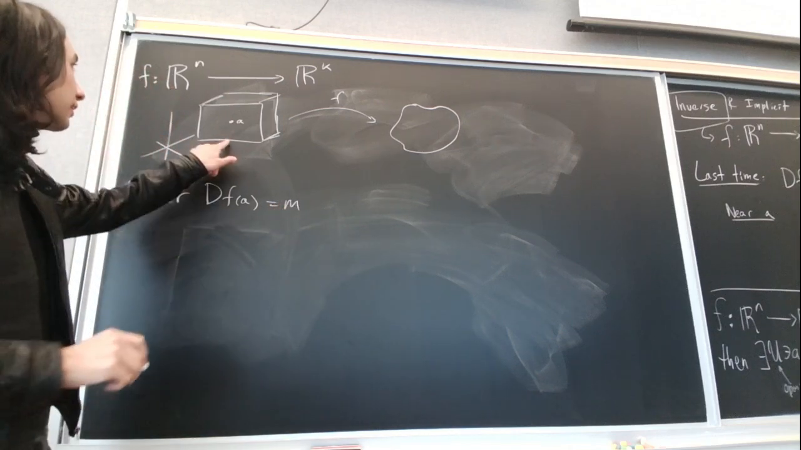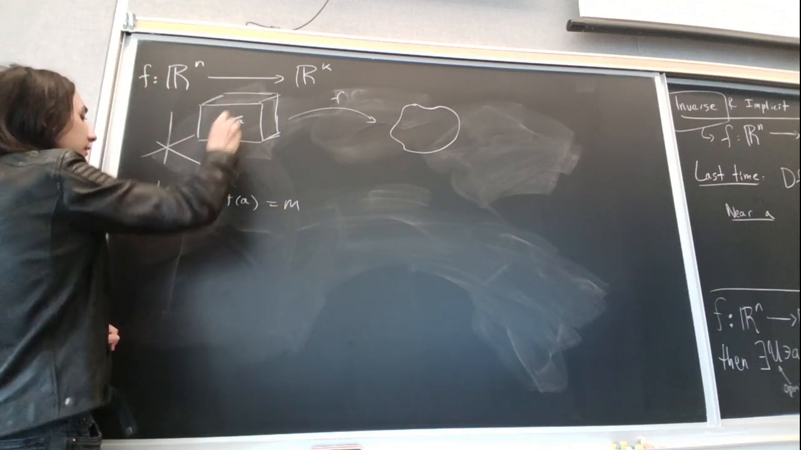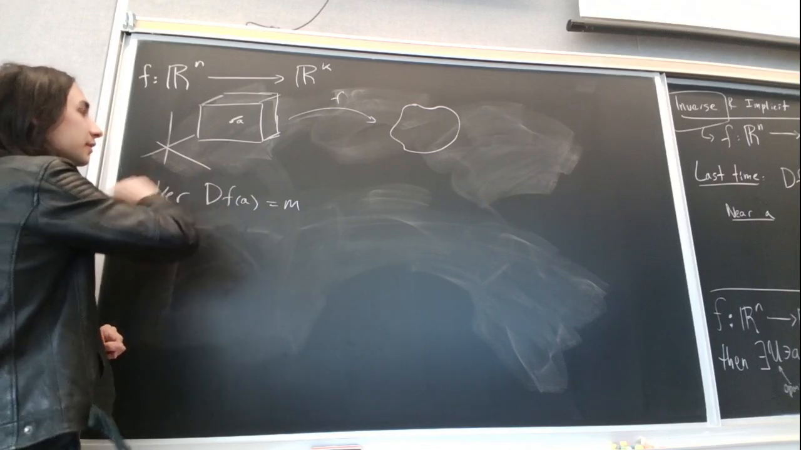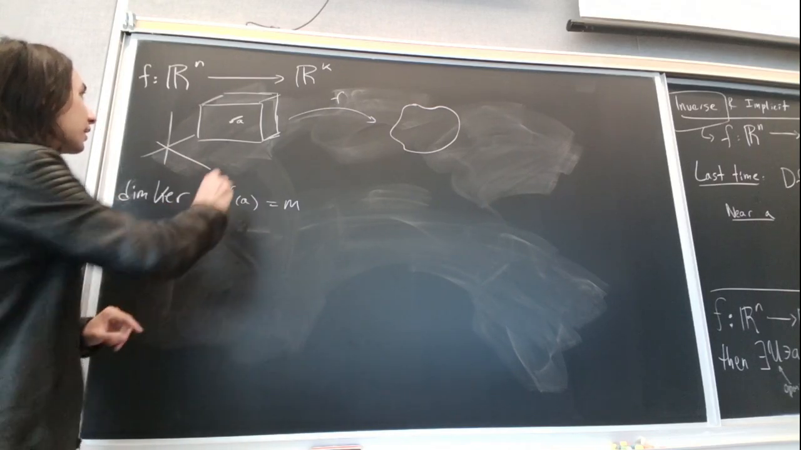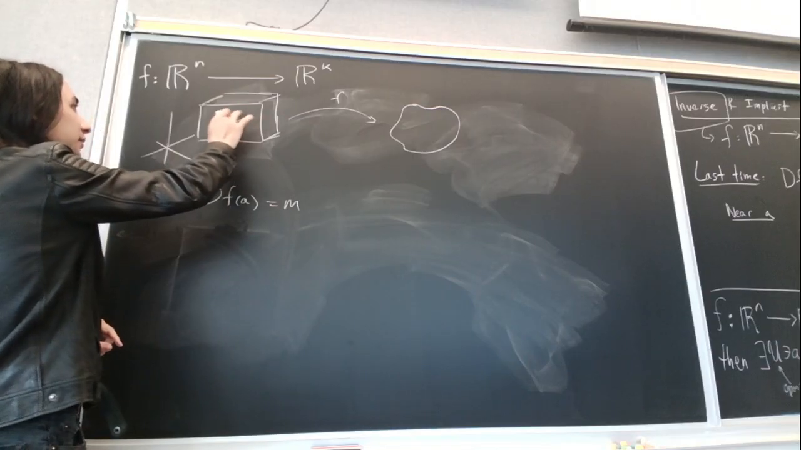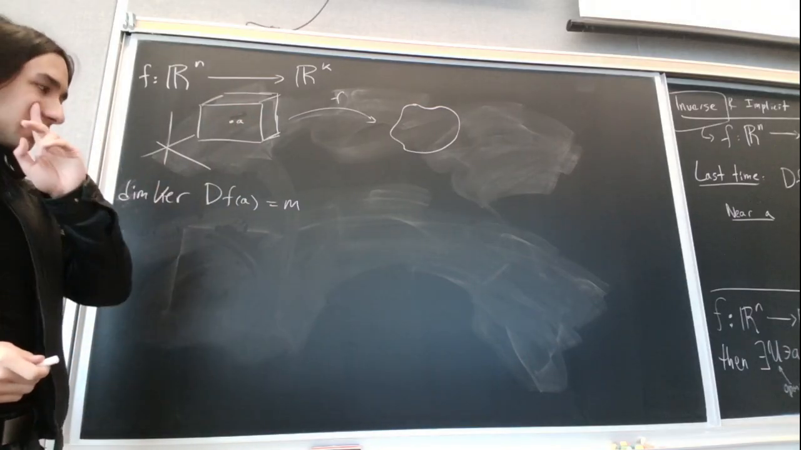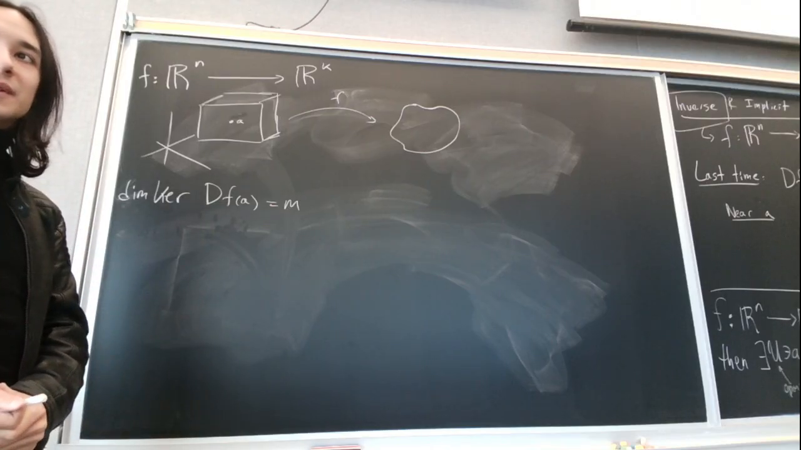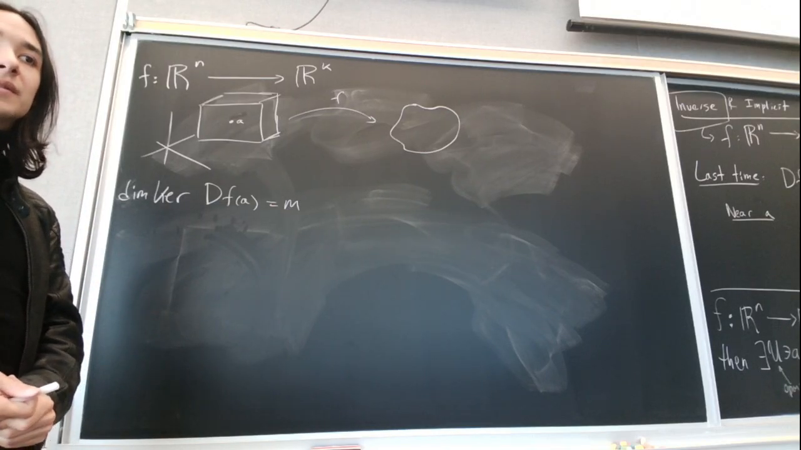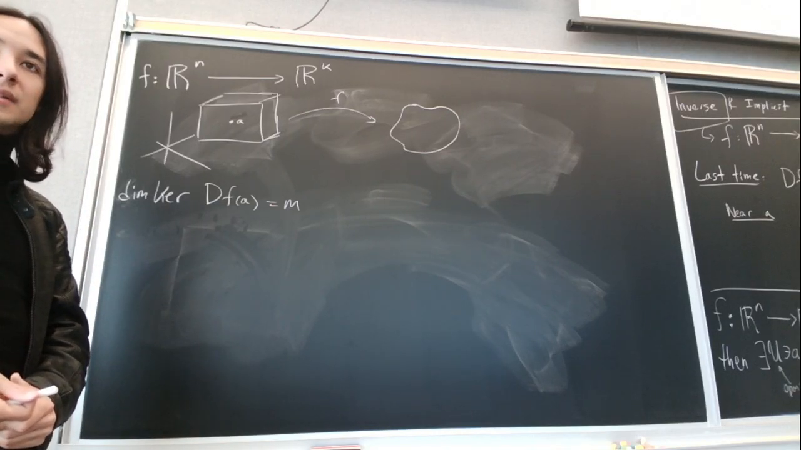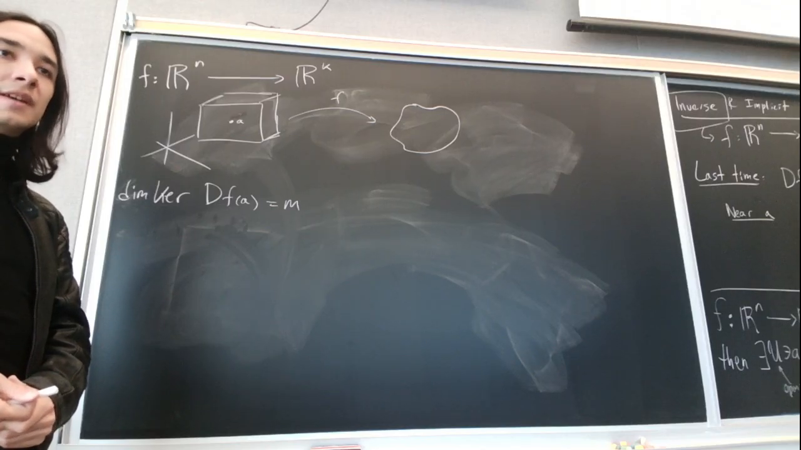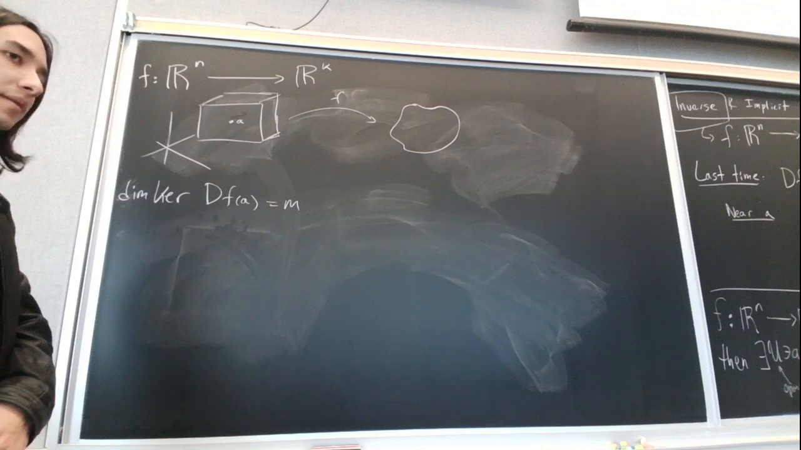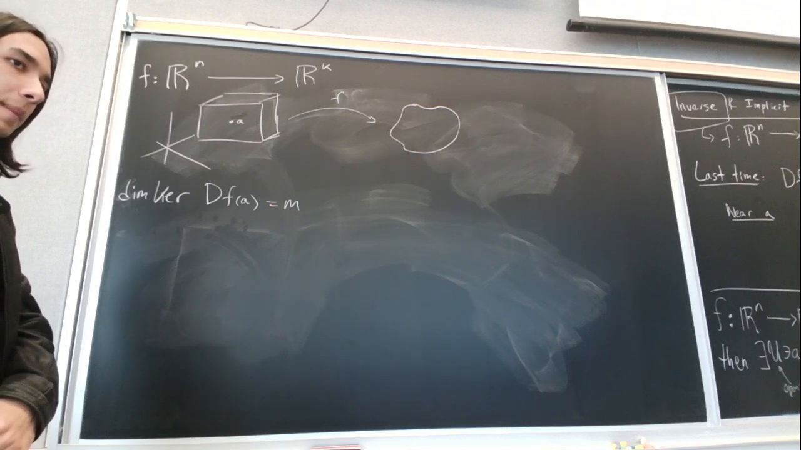So near a, what does this mean? The dimension of the kernel of df at a equals m. What does this mean in terms of that picture? Like it's collapsing, like losing a dimension. That's right, but I want to hear this in different words.